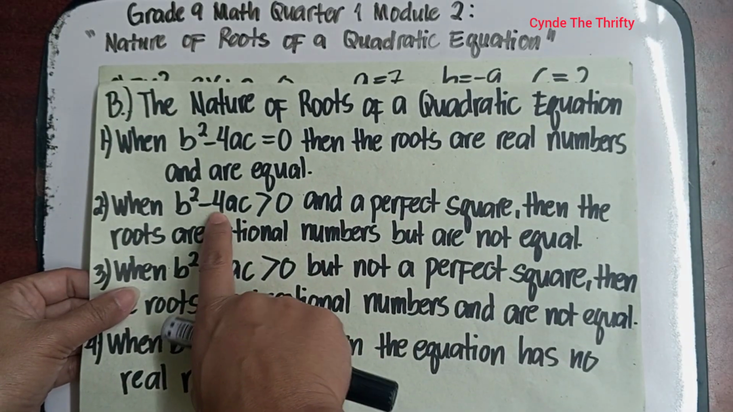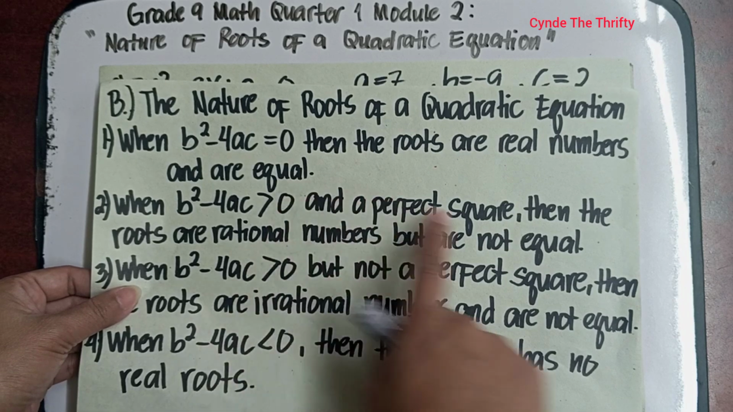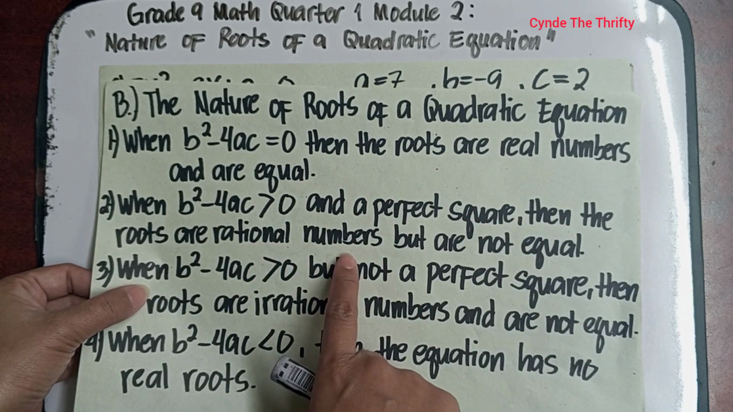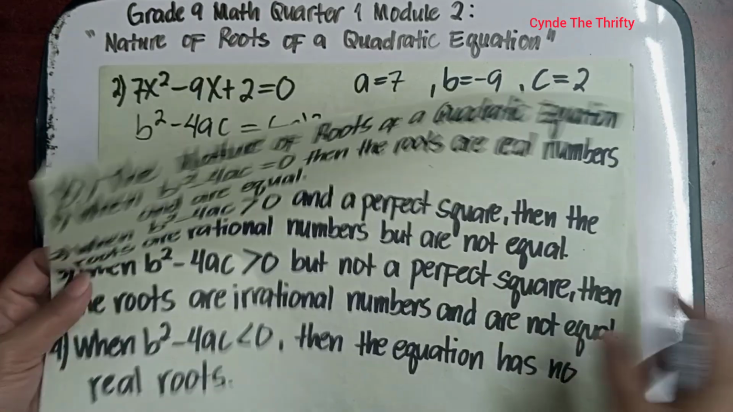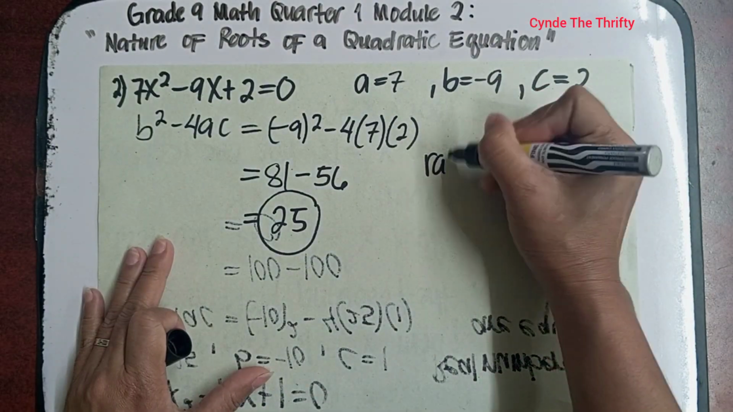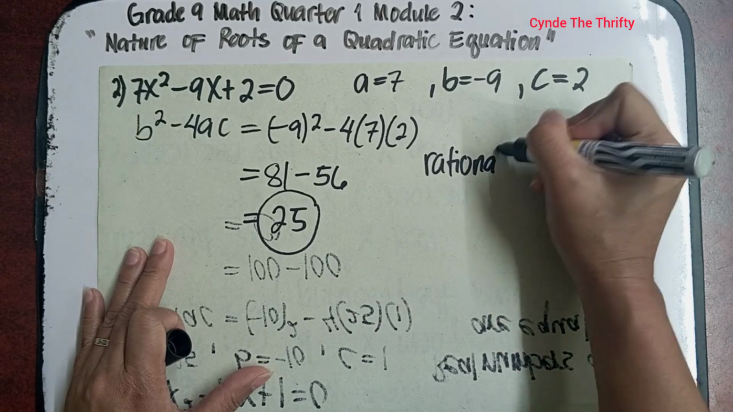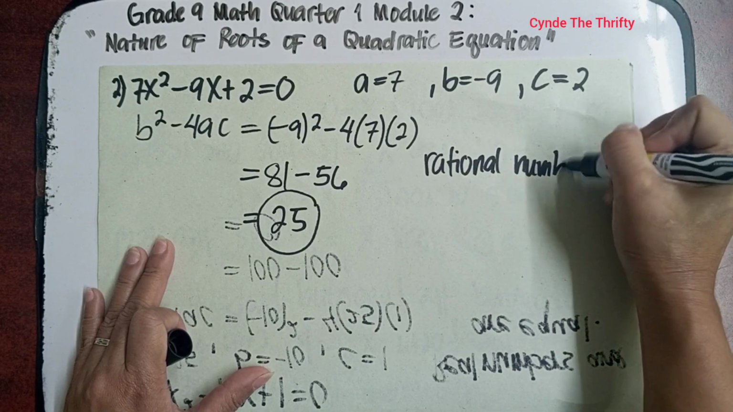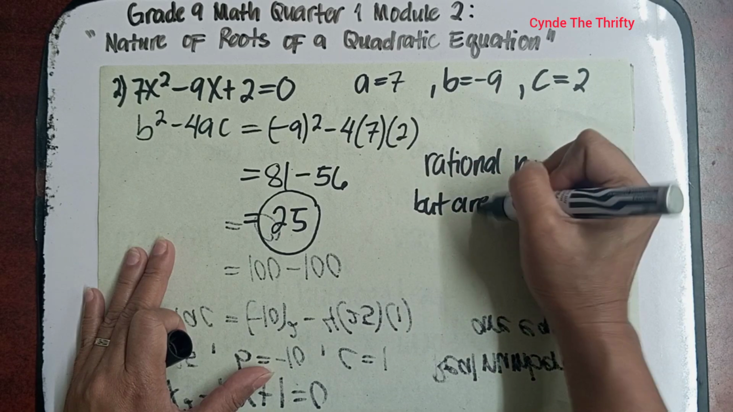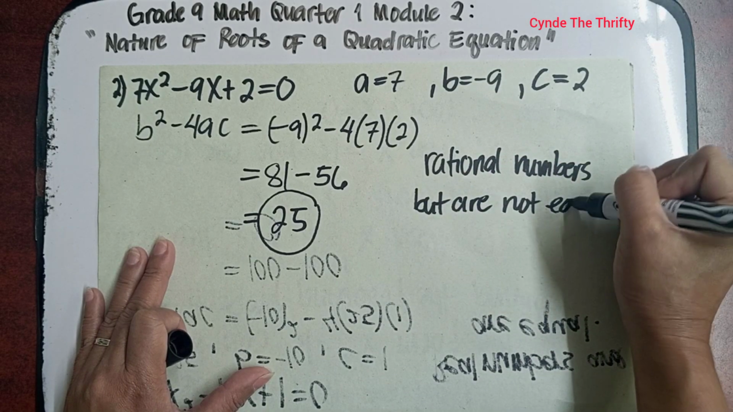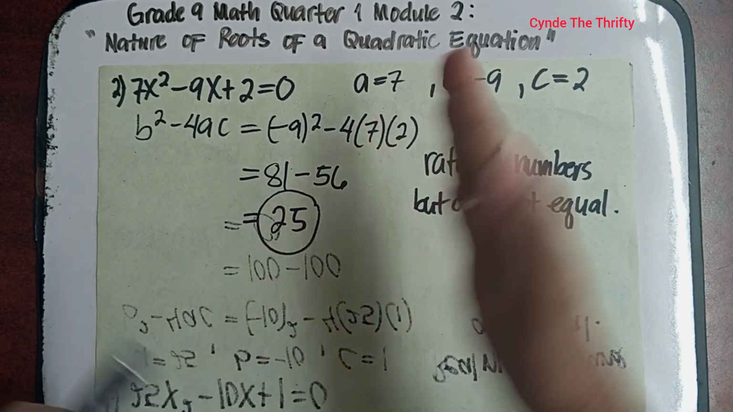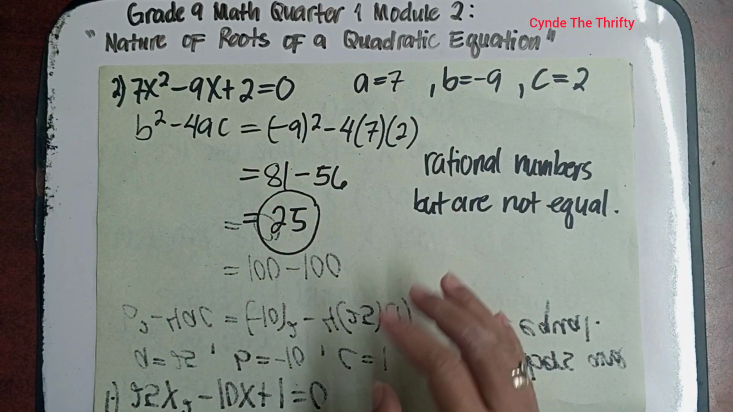Ang discriminant natin is greater than 0, tapos perfect square siya. Then, ang roots niya are rational numbers but are not equal. Okay, so ang kanyang roots are rational numbers but are not equal. Okay, so napakadali lang na i-identify yung ating nature of roots. Basta alam lang natin kung paano i-solve ang ating discriminant.